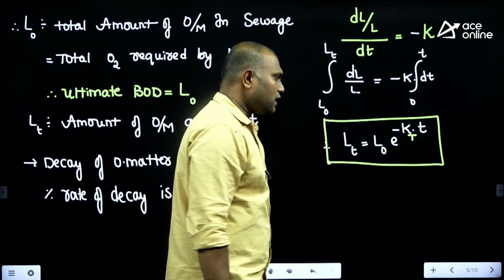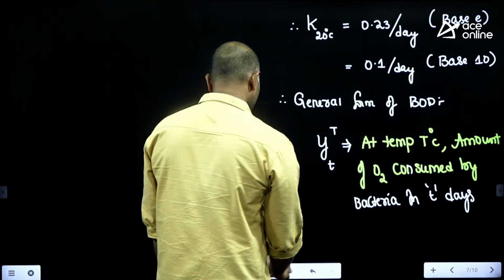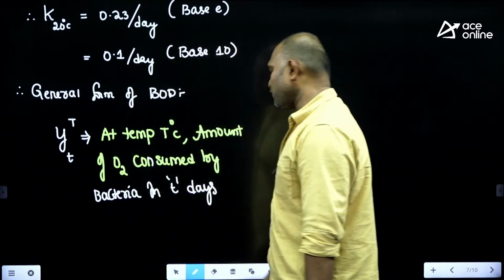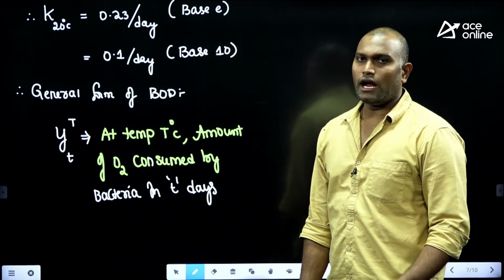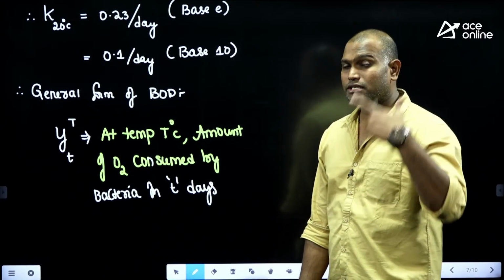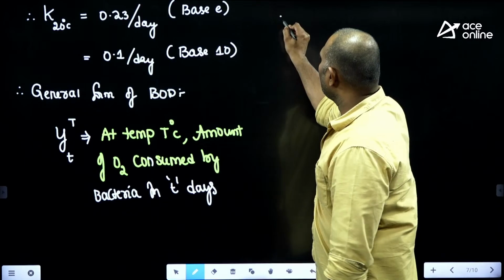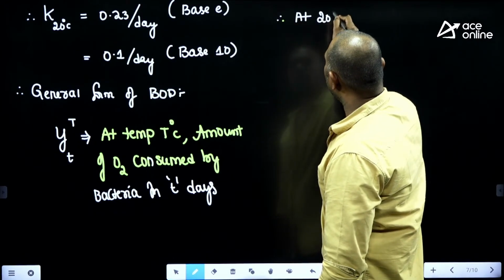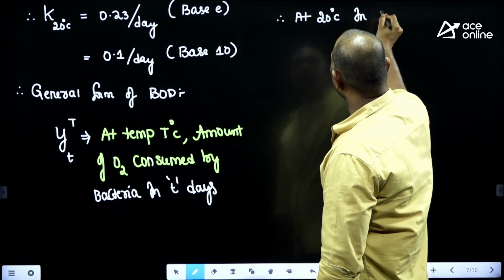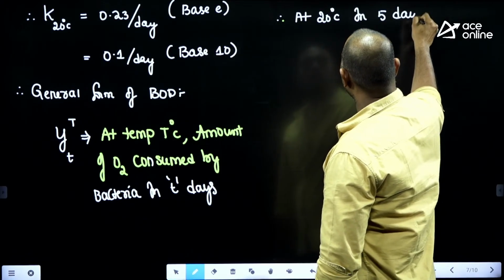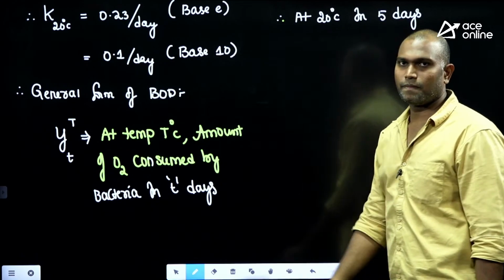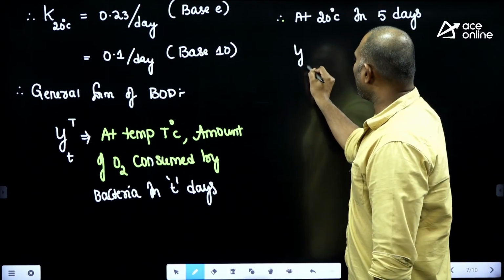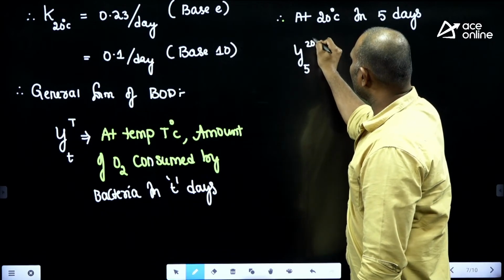Now you see in the graph itself, in the earlier time more amount of oxygen is consumed. Generally in our laboratory we go for a test. BOD is measured; ultimate BOD is not measured because it takes a very long time. For example, at 20 degrees centigrade in 5 days, how much amount of BOD is going to be utilized?